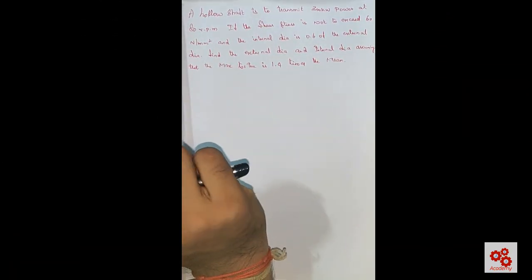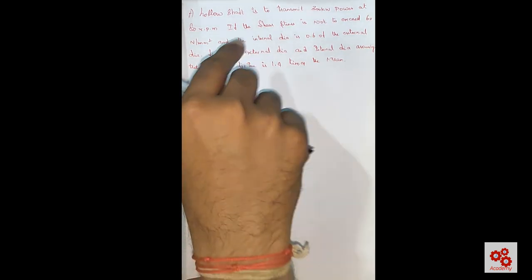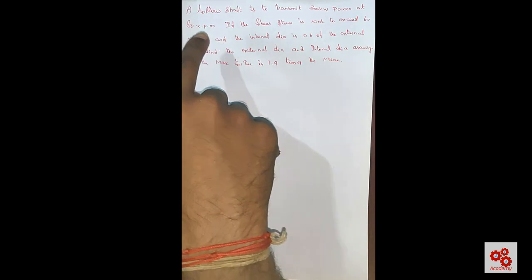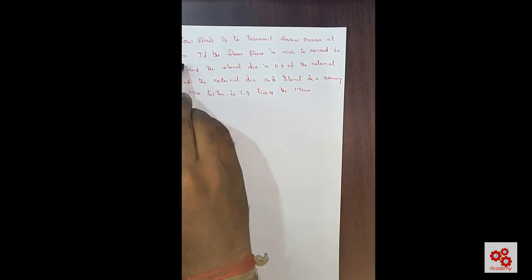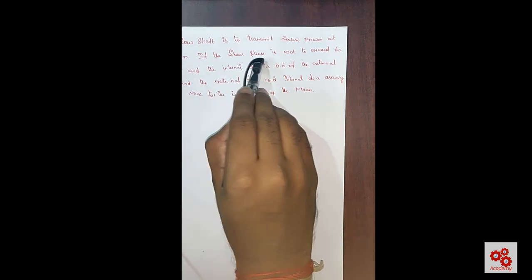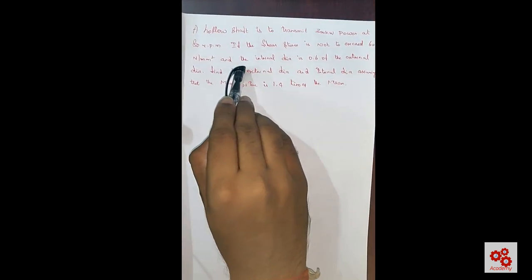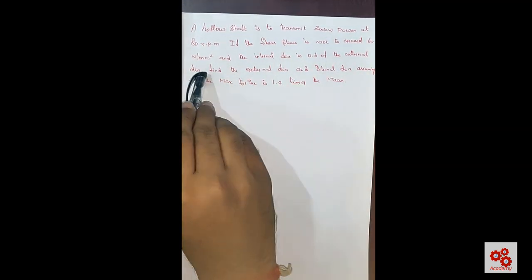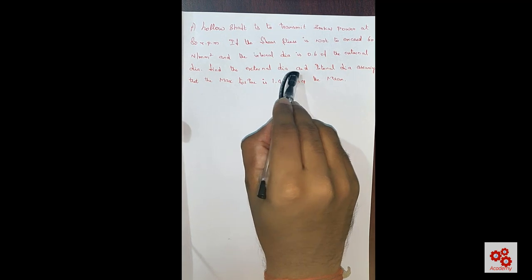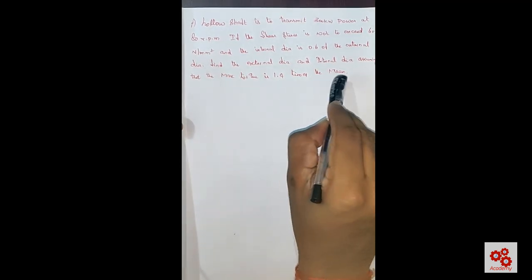Today we are going to see the problems based on torsion. In this, a hollow shaft transmits 300 kilowatt at 80 rpm. If the shear stress is not to exceed 60 Newton per mm square and the internal dia is 0.6 of the external dia, find the external dia and internal dia, assuming that the maximum torque is 1.4 times the mean.